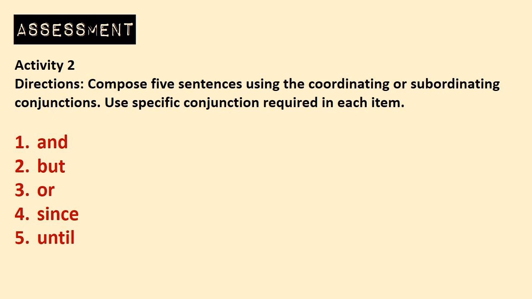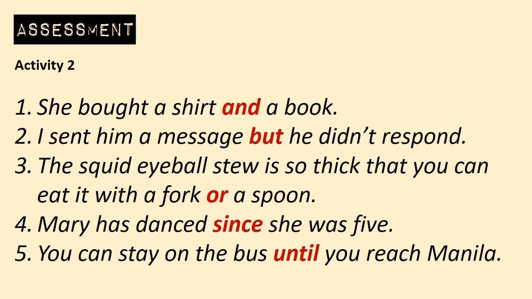Activity 2. Directions. Compose 5 sentences using the coordinating or subordinating conjunctions. Use the specific conjunction required in each item: and, but, or, since, until. 1. She bought a shirt and a book. 2. I sent him a message but he didn't respond. 3. The squid eyeball stew is so thick that you can eat it with a fork or a spoon. 4. Mary has danced since she was 5. 5. You can stay on the bus until you reach Manila.